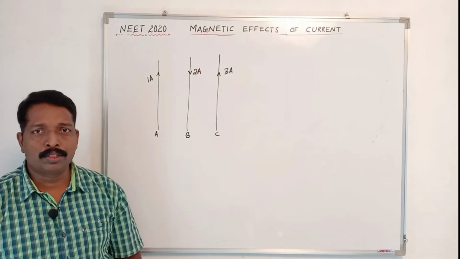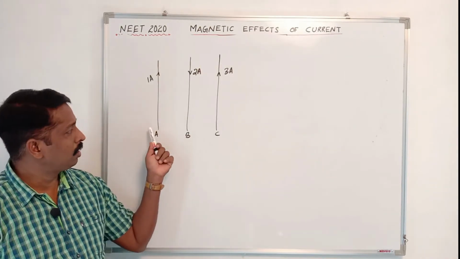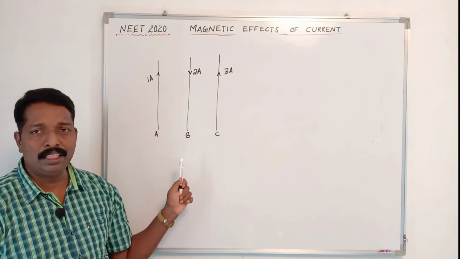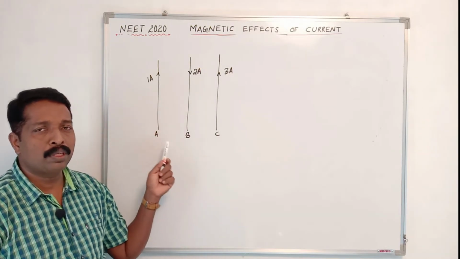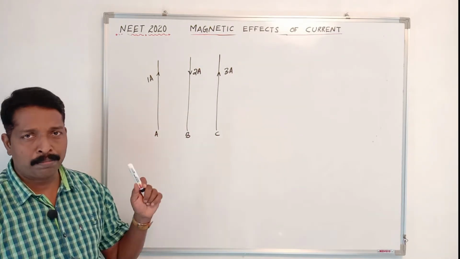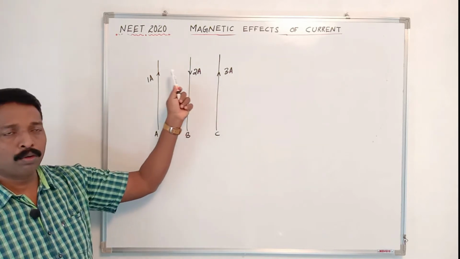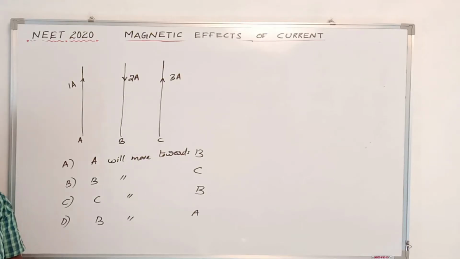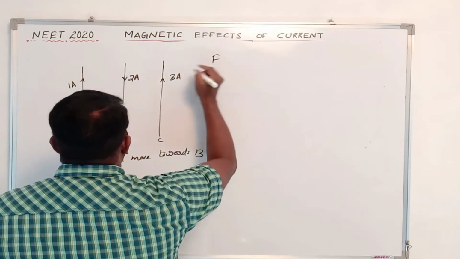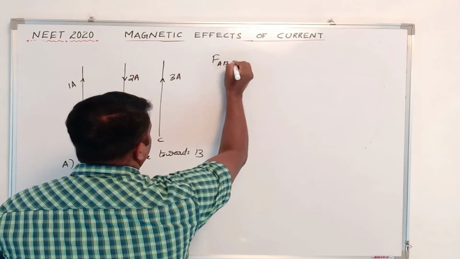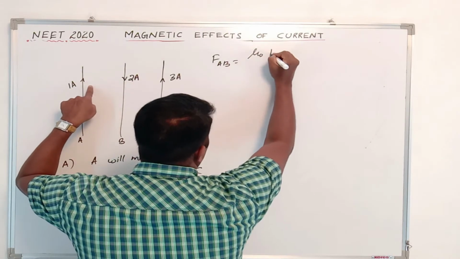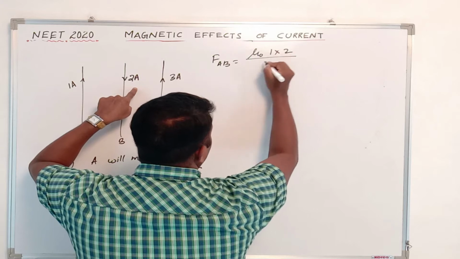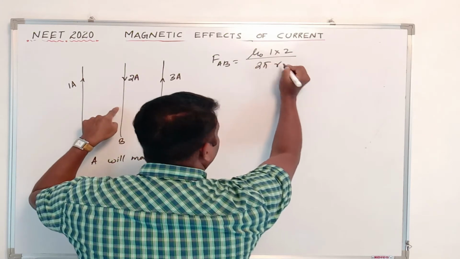Okay, let us solve a problem from this session. Three parallel conductors A, B and C, where B is equidistant from A and C, carry 1 ampere, 2 ampere and 3 ampere currents respectively, and their directions are also given. These are the options. Let us see the force between the first two conductors A and B: F_AB is equal to mu 0 I1 I2 by 2 pi r. I1 is 1 and I2 is 2, by 2 pi, and the distance between them is taken as r.